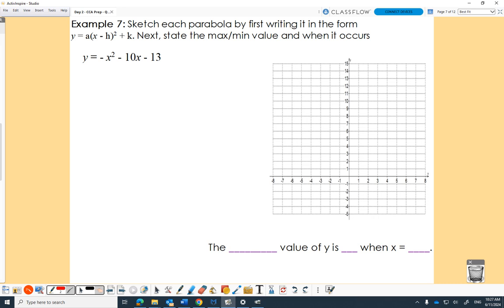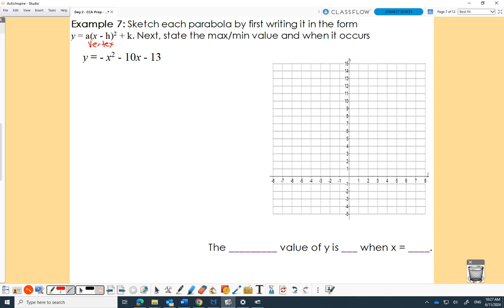Sketch each parabola by first writing in the form y equals a(x minus h) squared plus k. Little note under that: what's this form called? It's got all the fancy words in there. That's vertex form. How do I get a quadratic from this form over to vertex form? Yeah, the square thing. So that procedure becomes very important.